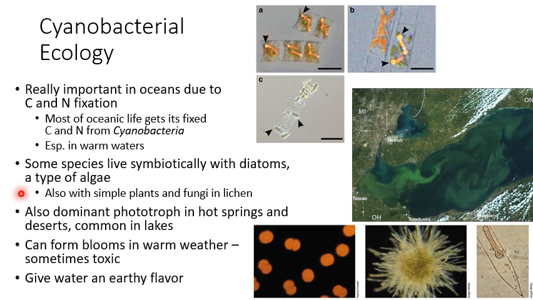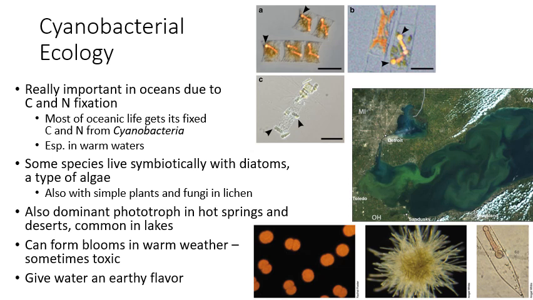You can also have cyanobacteria on land that live in lichens. A lichen is a composite organism that's always going to have a fungus in it and then an algae or a cyanobacteria. They can also live in symbiotic relationships with some plants.